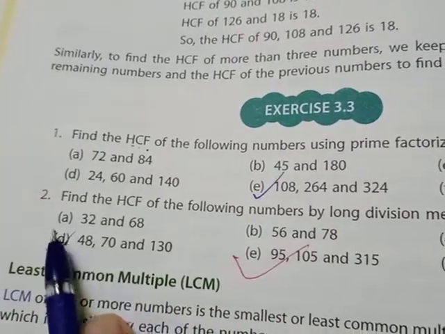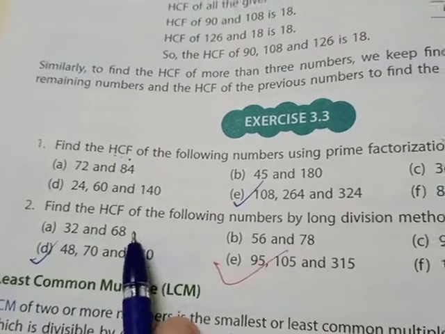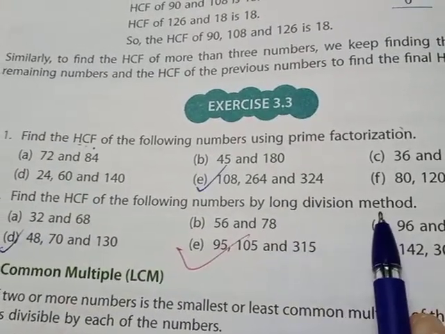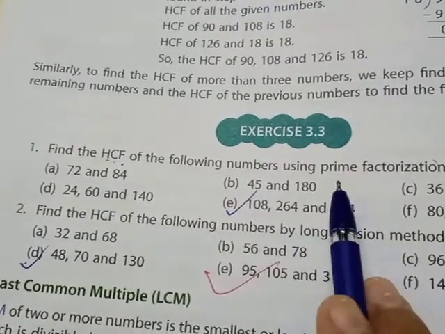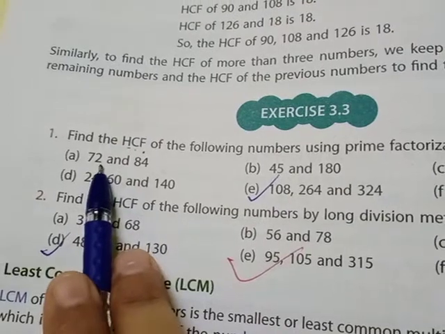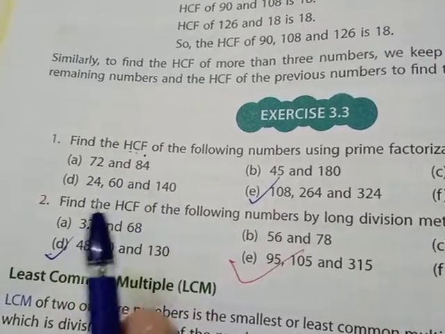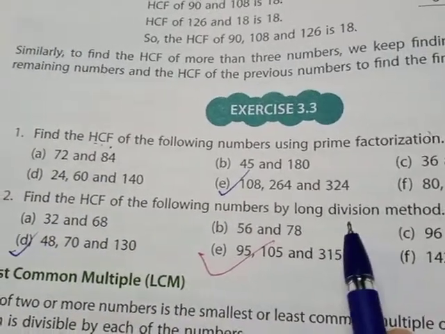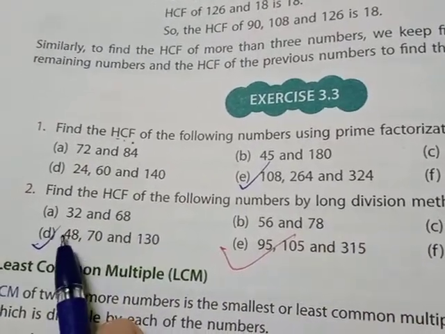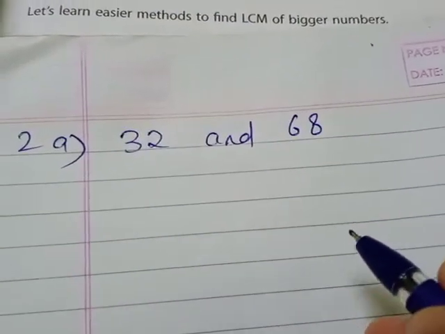We will begin question number 2, where we have to find HCF by long division method. We already have discussed the prime factorization method, in which we have to find the prime factors and then the common factors. Now we will solve how to find HCF with long division. 2a, pay attention here. 32 and 68 is given, na?